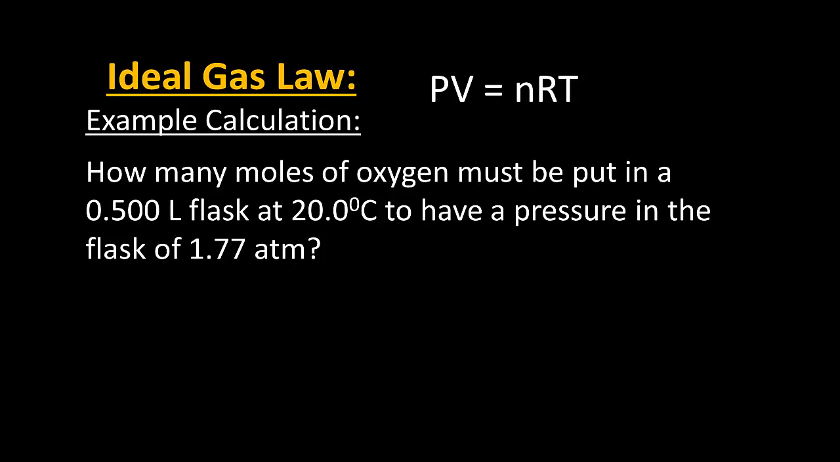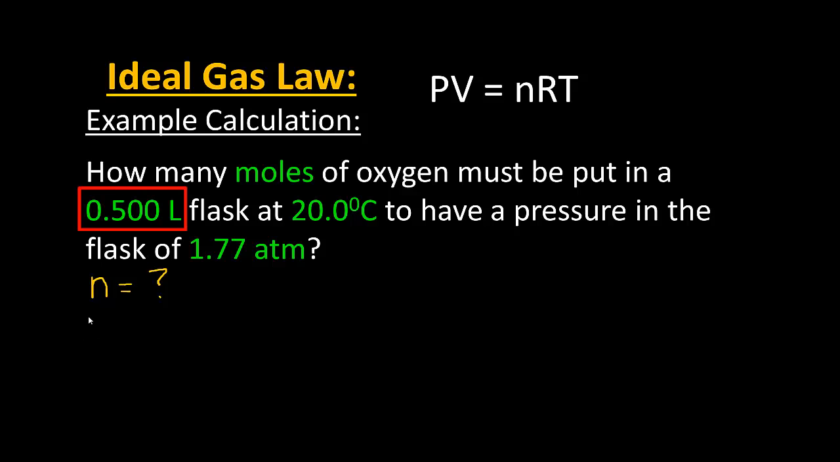Now let's do an example calculation. How many moles of oxygen must be put in a 0.500 liter flask at 20 degrees C to have a pressure in the flask of 1.77 atmospheres? Let's write down our variables. So it says how many moles, so that means we're looking for n. So n equals, and I'm going to put a question mark here.